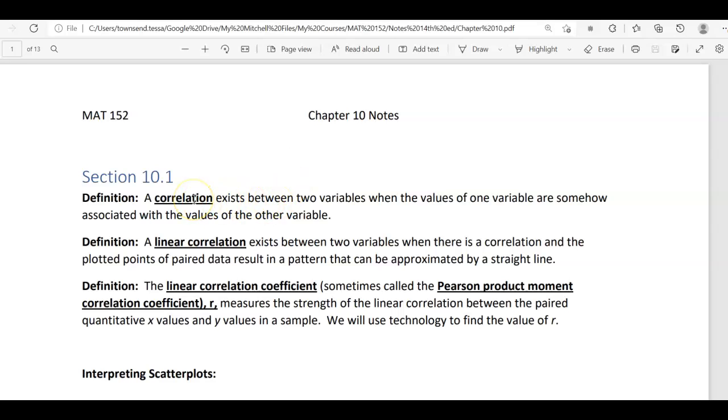First off, correlation. A correlation exists between two variables when the values of one variable are somehow connected to the values of a different variable.